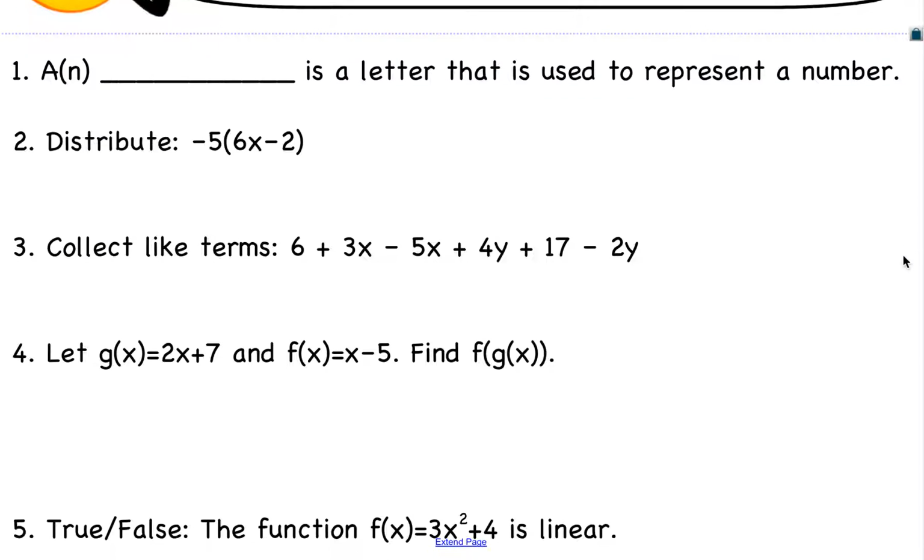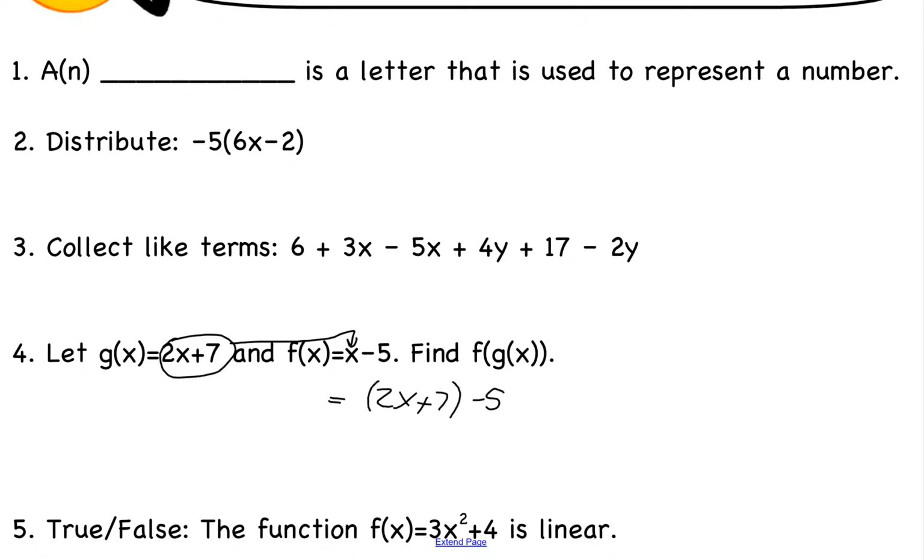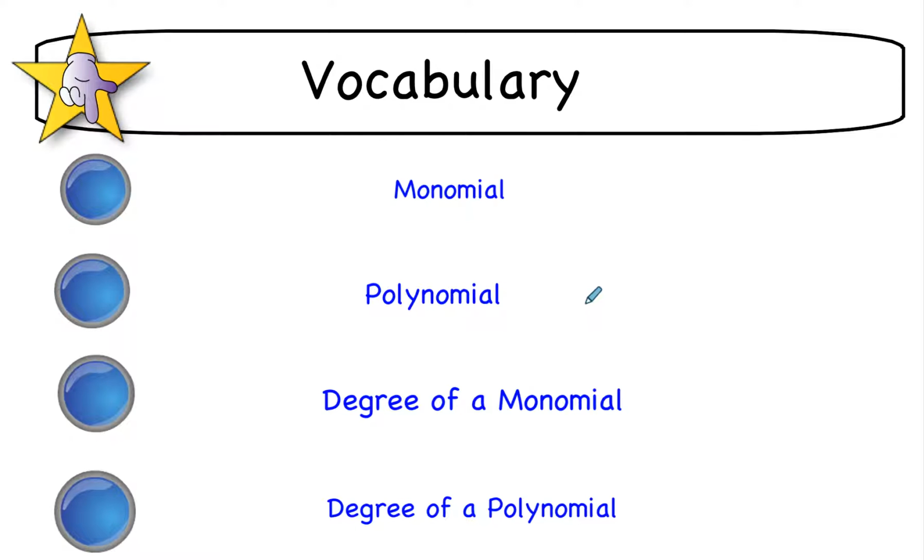Actually, there's one problem I do want to set up with you on this slide here. When you get to number 4, I'm not sure if you remember how to do this. This says find f of g of x. So what you're going to do is put the function g into function f. That means take 2x plus 7 and substitute it in for x in the function f. So instead of x, you'll have 2x plus 7 and then minus 5, and just evaluate that. I just wanted to make sure you understood what it means to have f of g of x. So that's all I'm going to say about that.